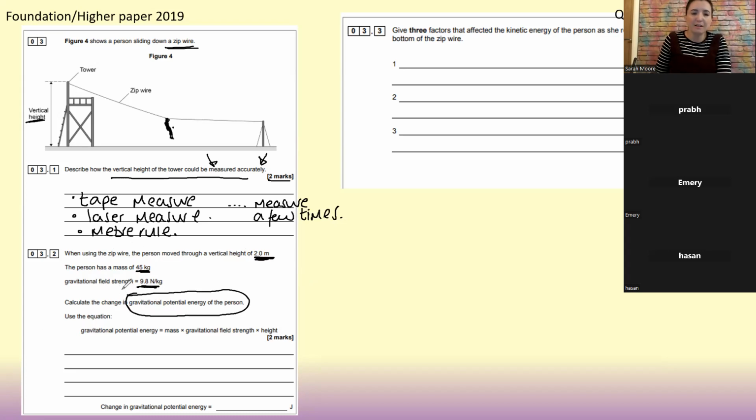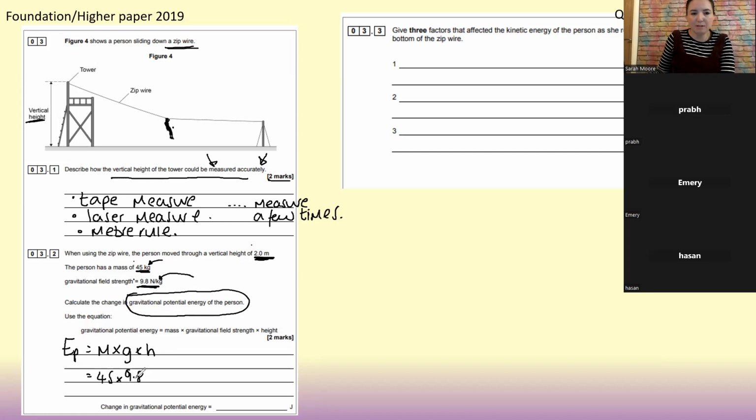Again, it doesn't matter that it's a person going down a zip wire. What matters is the numbers. So gravitational potential energy, so energy with a little p, that's energy potential, so that's GPE, equals mass times gravity times height. Let's put in the numbers. Mass, well, we've got to find a number with kilograms after it. 45.